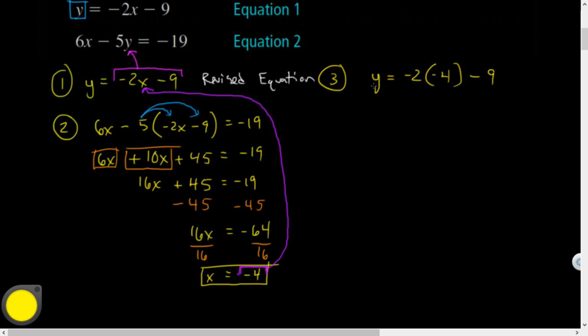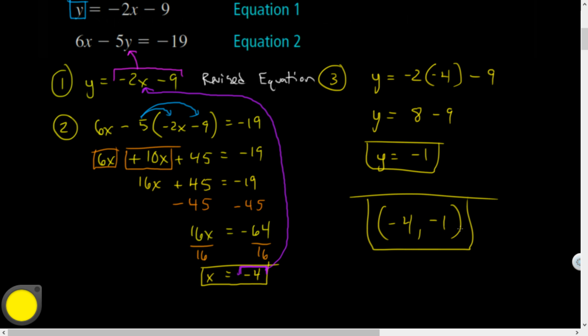And the benefit of plugging it into the revised equation is that this equation is already solved for the other variable. So all I'm going to have to do is just PEMDAS this. Negative 2 times negative 4 is positive 8. Minus 9, and positive 8 minus 9 is negative 1. So my solution is x equals negative 4, y equals negative 1, or you can write that as an ordered pair, negative 4, comma, negative 1. So it's a little bit more work, but it's precise, and it works every time.